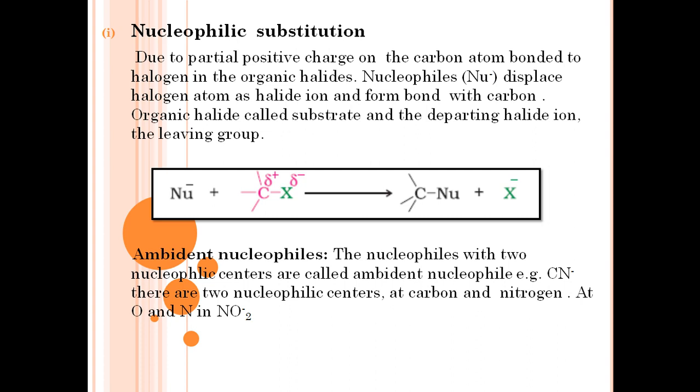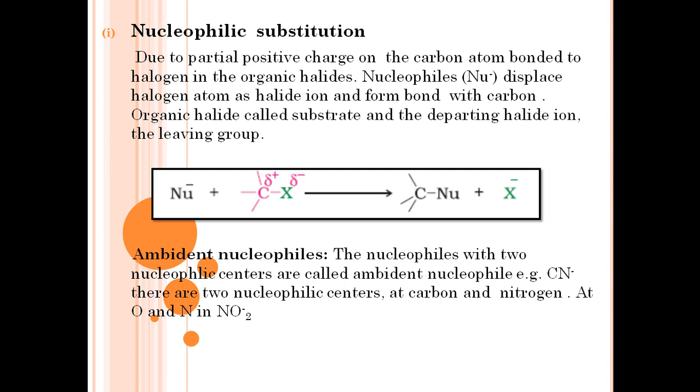In nucleophilic substitution reaction, due to partial positive charge on the carbon atom bonded to halogen in the organic halide, nucleophiles displace the halogen atom as halide ion and form a bond with carbon. Now here we should know what nucleophiles are. As you know, nucleophiles are those species that are seeking nucleus, or you can say they are rich in electrons. The organic halide is called the substrate and the departing halide ion is called the leaving group.